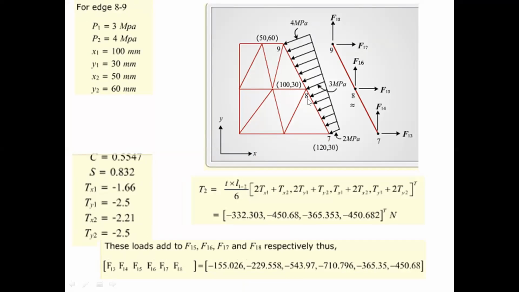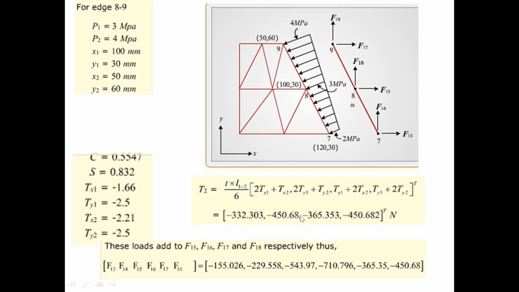In the same way, you can then consider the 8, 9 edge. For the 8, 9 edge, P1 is 3 and P2 is 4. So P1 you can take here and P2 there. Then X1 is 100 and Y1 is 30, X2 is 50 and Y2 is 60. Then C and S you can calculate, get Tx1, Ty1, Tx2, Ty2, and substitute in the equation. Then you can get the equivalent load of your traction force there, and all 4 components.